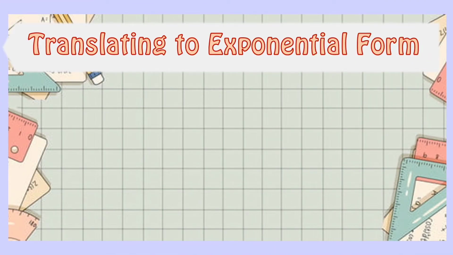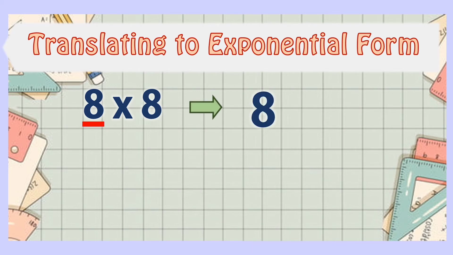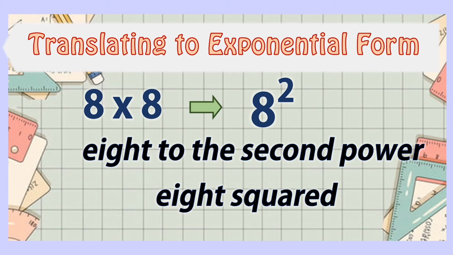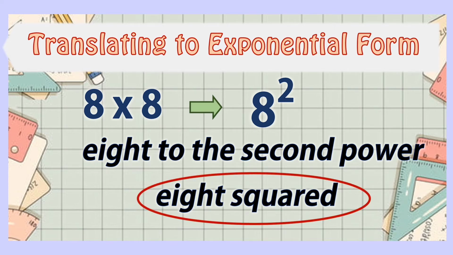Another one, 8 times 8. So again, let's write the base, which is 8, and then count how many times the 8 is multiplied by itself. So the exponent is 2. Now, you can read it as 8 to the 2nd power or 8 squared. But again, it is more appropriate to read it as 8 squared.